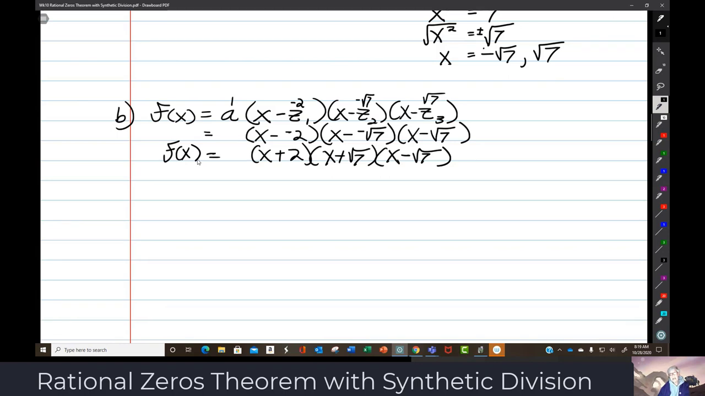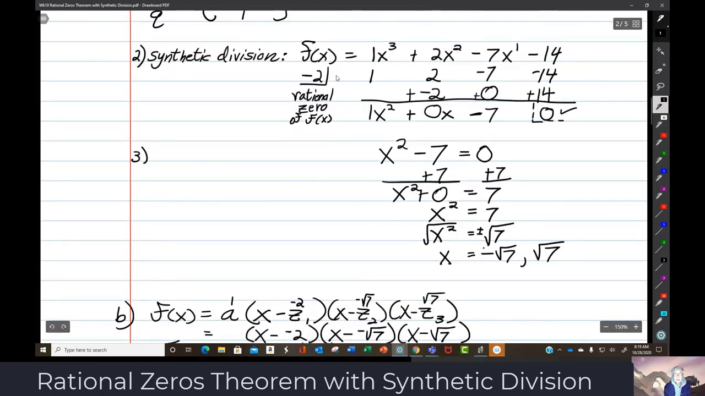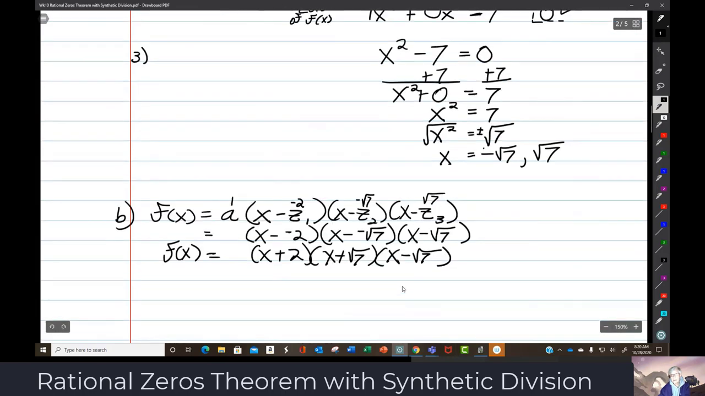The reason for writing it in factored form is so that you can see what the zeros are immediately. Square roots like this are irrational and can only be approximated, so this would be your most valuable choice right here, since negative 2 is exactly negative 2. And that's how you use the rational zeros theorem.